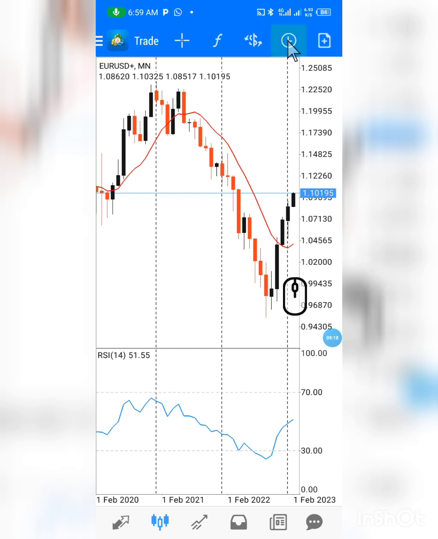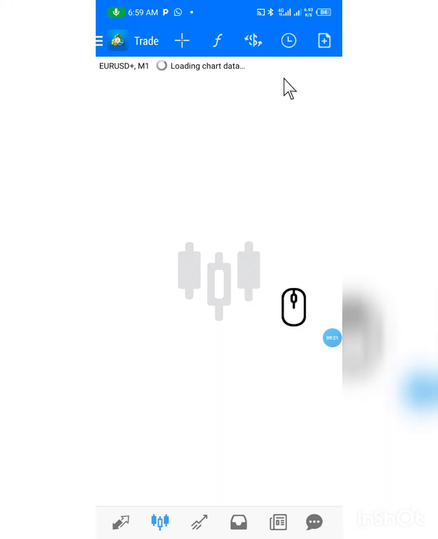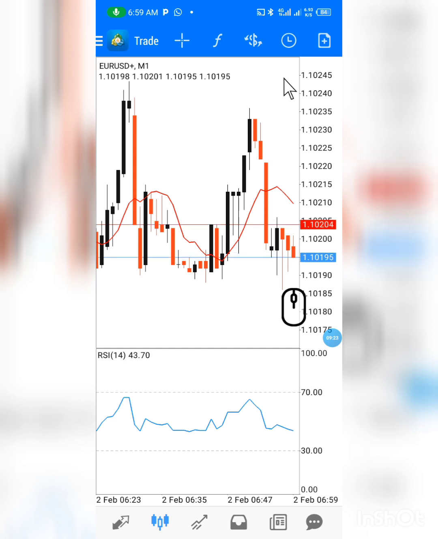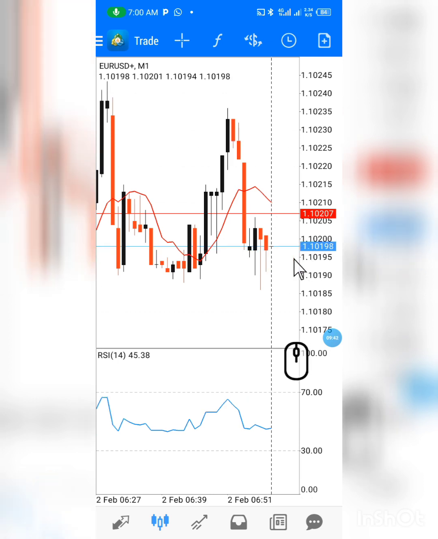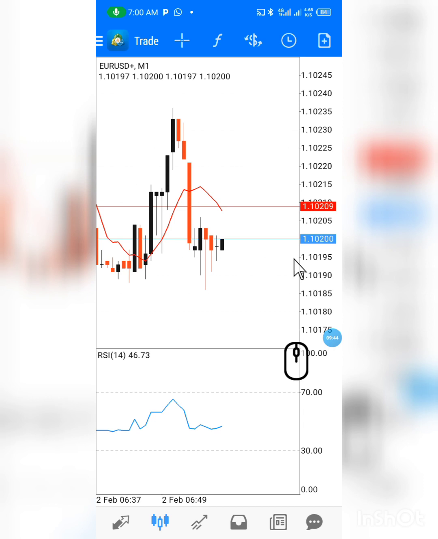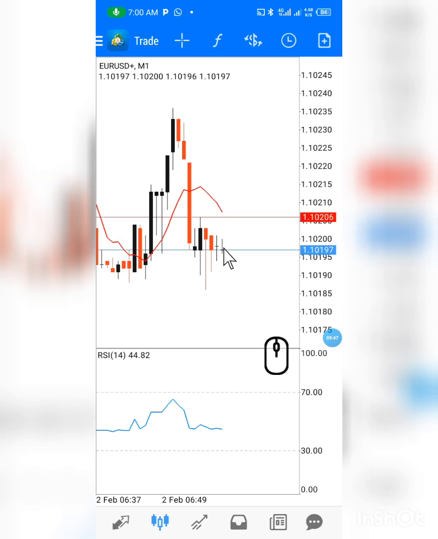Now if I take it to M1, it means that for every minute a new candle forms in the market. Now this is a 1 minute candle, whether big or small. It takes 1 minute for each of these candles to form. So when 59 seconds is exhausted, a new candle will form. That's what it means. So we have a new candle forming, and this candle is going to close in the next 59 seconds.